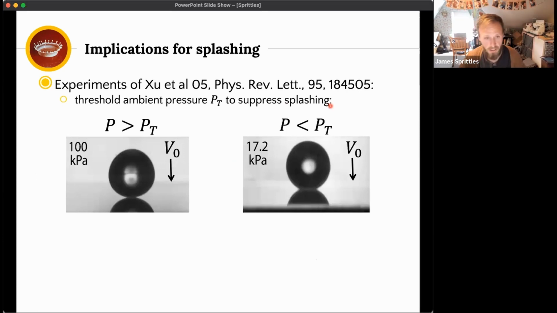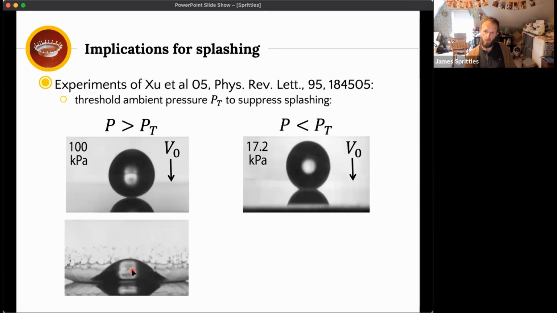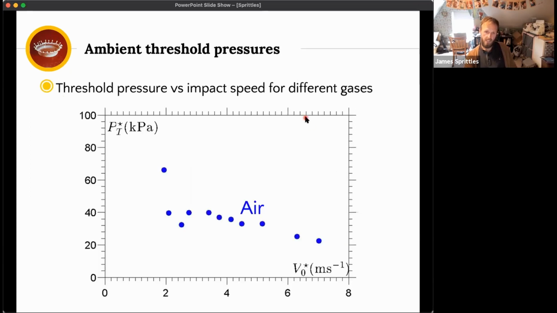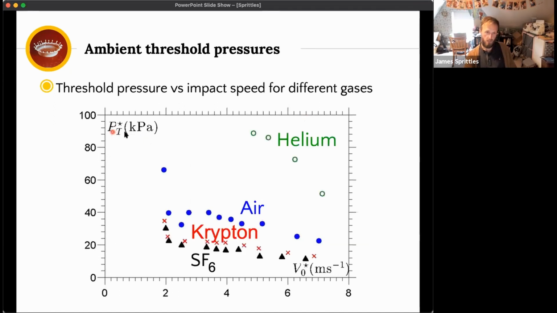Okay, so I started by motivating all this through splashing. What are the implications for splashing? Well, in this paper by Xu and partners, they look at a threshold pressure. When you're above that threshold pressure, you splash, and when you're below it, you spread. And what's nice is they did this experiment for a number of different gases and looked at this threshold pressure as a function of impact speed.